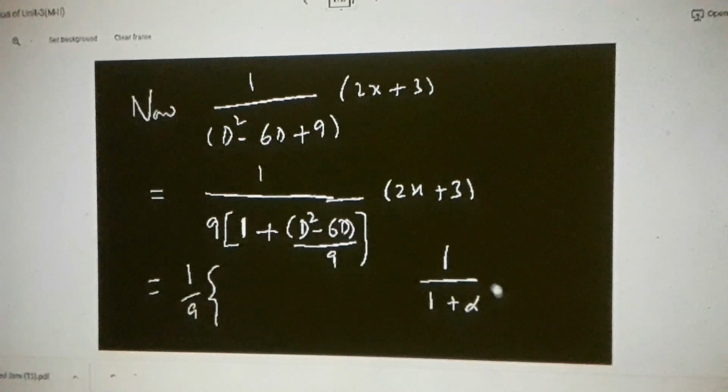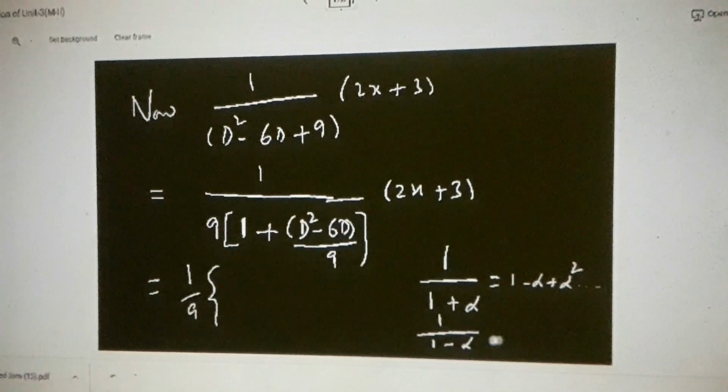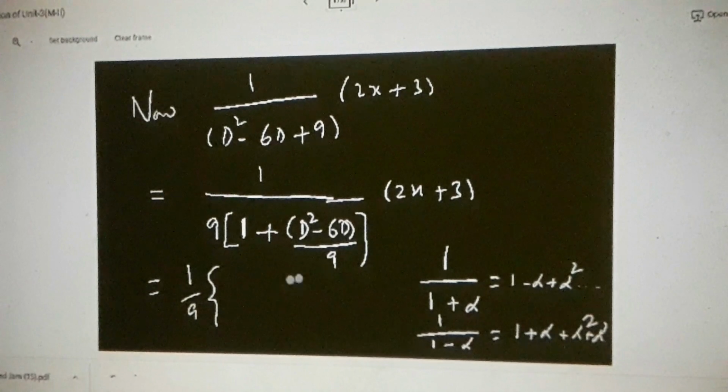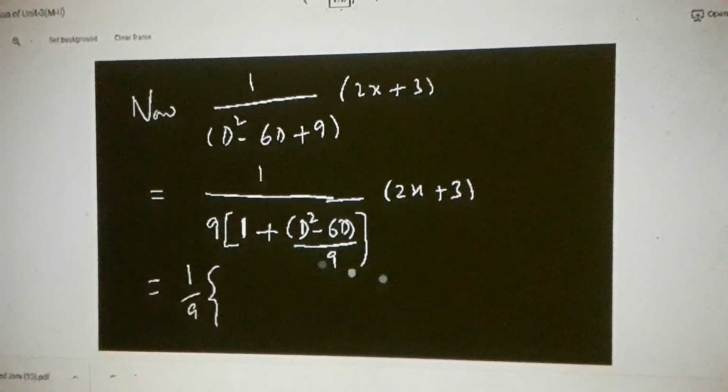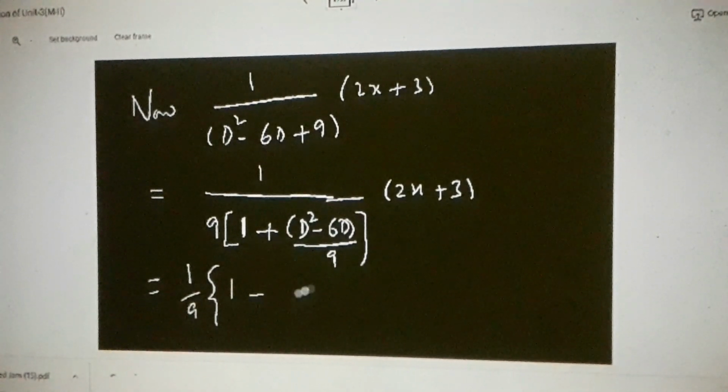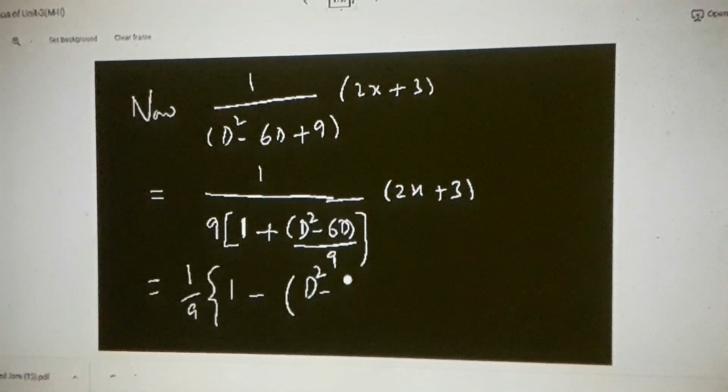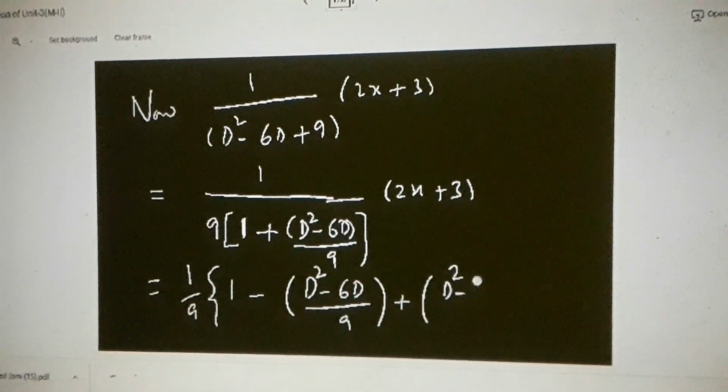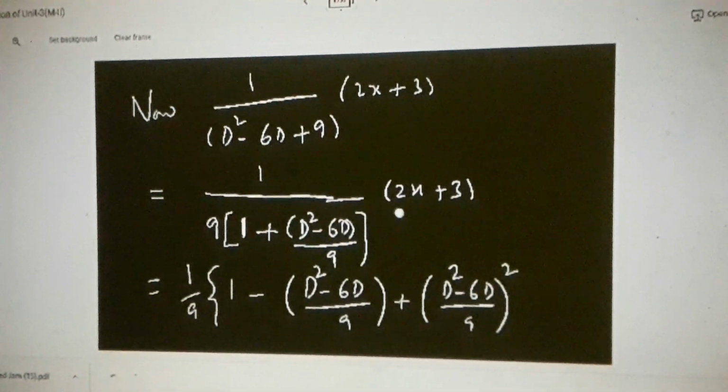1 by 1 plus alpha expansion is 1 minus alpha plus alpha square, and so on. And 1 by 1 minus alpha expansion is 1 plus alpha plus alpha square plus alpha cube, like that. Because it is 1 by 1 plus alpha, I will expand this in the form of 1 minus alpha. So it will be 1 minus alpha, where alpha is d square minus 6d by 9, then alpha square, d square minus 6d by 9 whole square, then cube. But be careful, when we have only a first degree term, expansion up to here is enough.